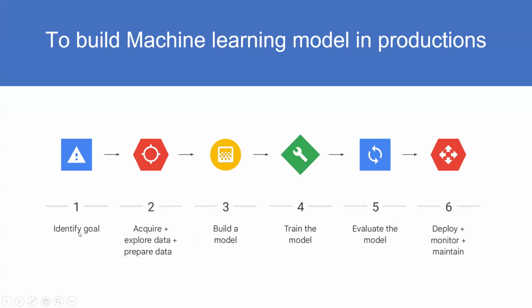So can you see here? Selecting the problem statement, acquiring, exploring and preparing the data, building and training the model, evaluating the model, and deploying, monitoring, and maintaining. These are the things we do in the typical machine learning lifecycle.